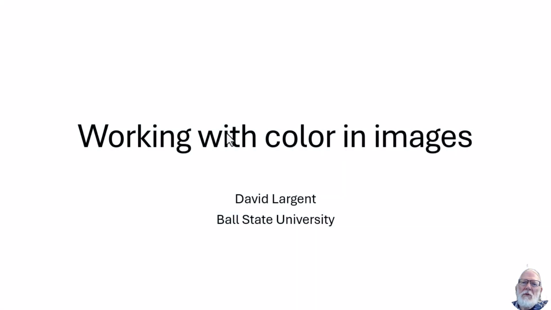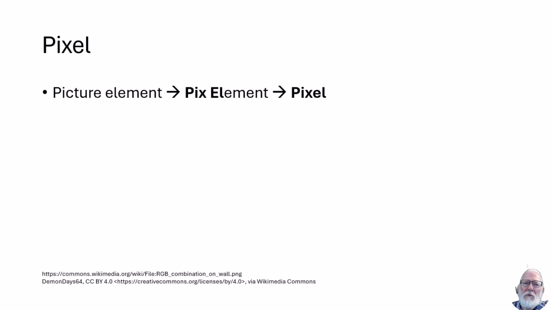Let's explore the various media computation functions we have available to us to work with color. First, let's remember that the smallest accessible piece of a picture is referred to as a pixel. It derives that name from a picture element, an element of a picture. Picture was shortened to just pix, and then L from the element, and the combination of those becomes pixel.